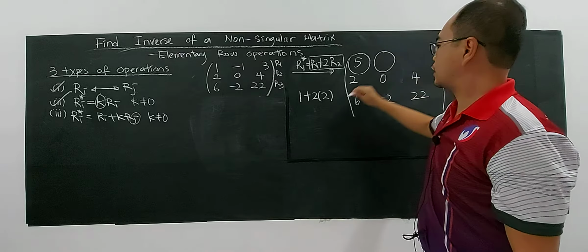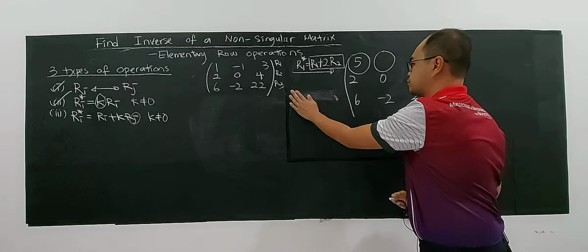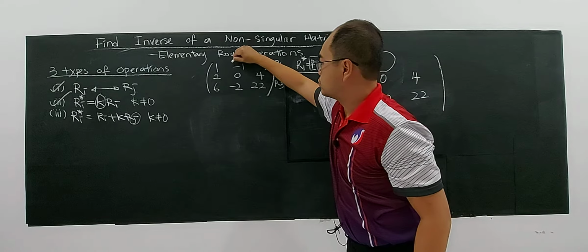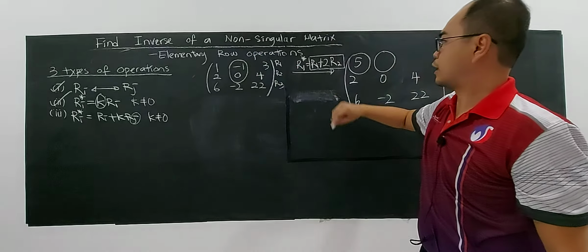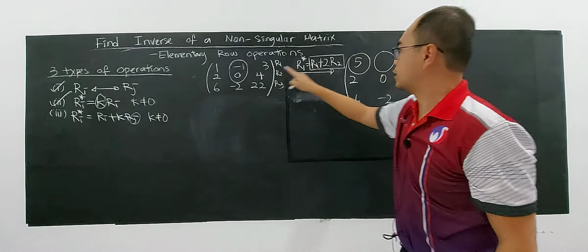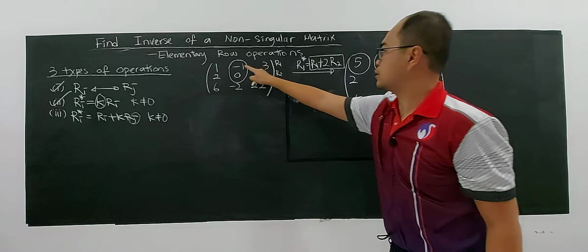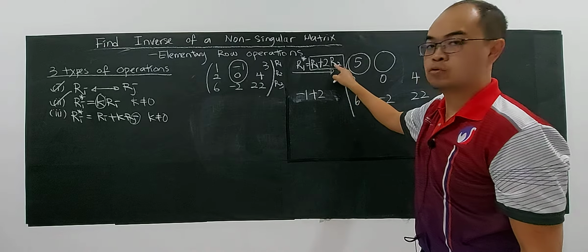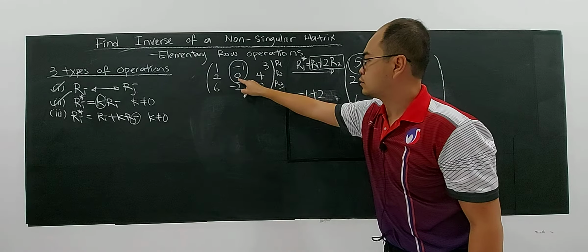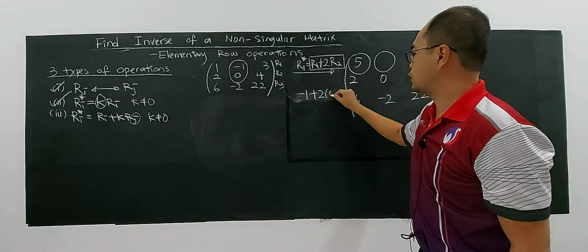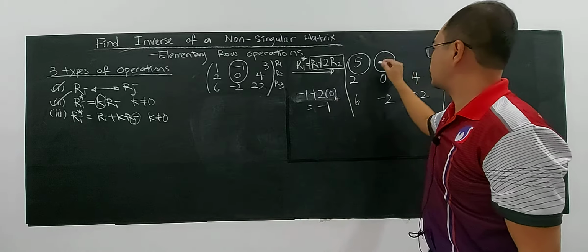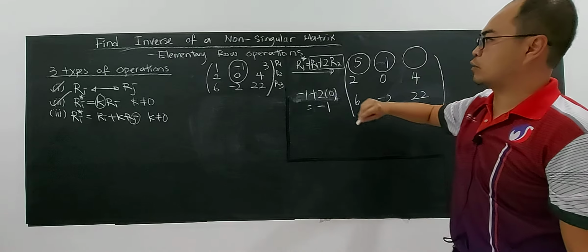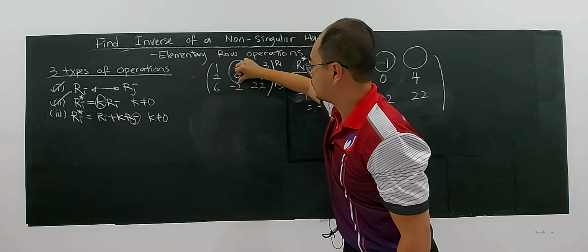How about this one? For this one, you refer to these two, the row 1 and the row 2. So row 1 is negative 1. So negative 1 plus 2 times row 2. Row 2 here is 0, right? So the result is negative 1. So I write negative 1 here. I hope you understand.